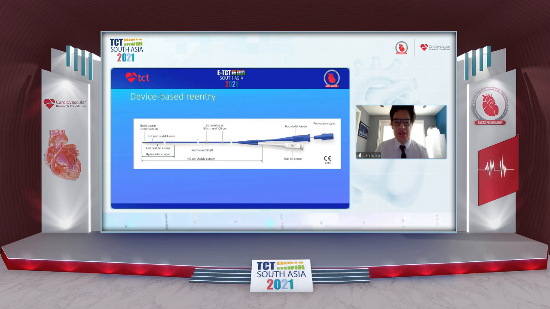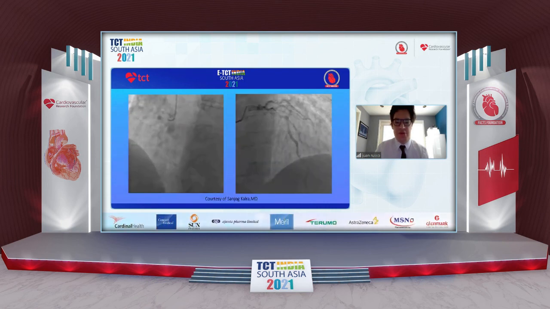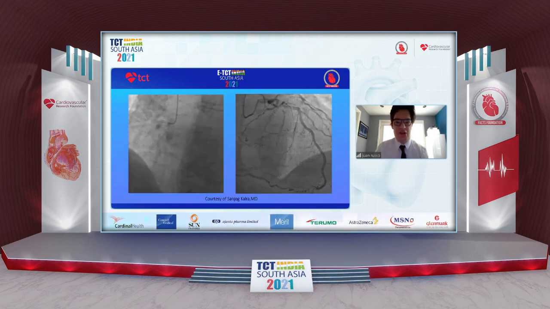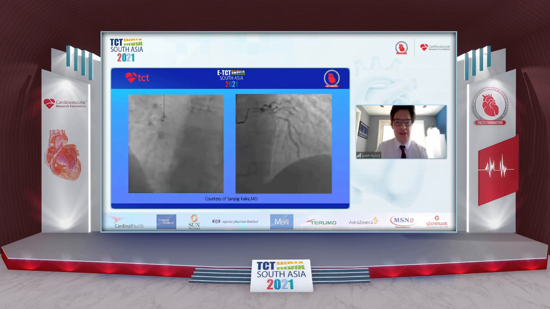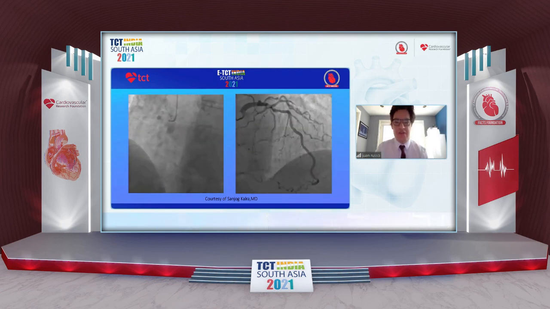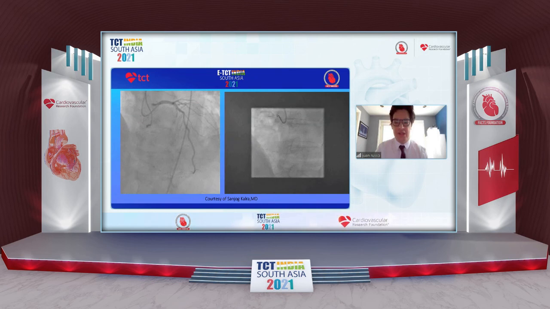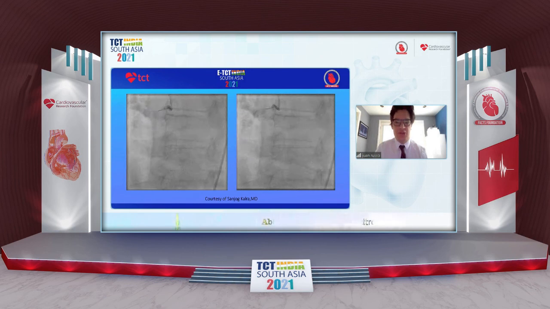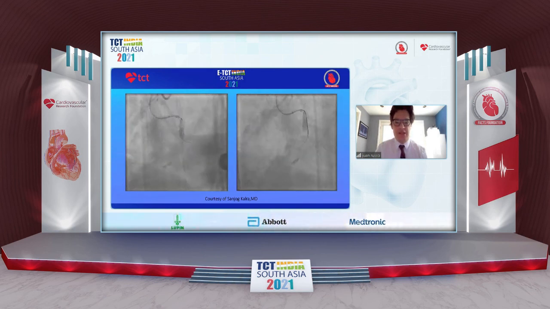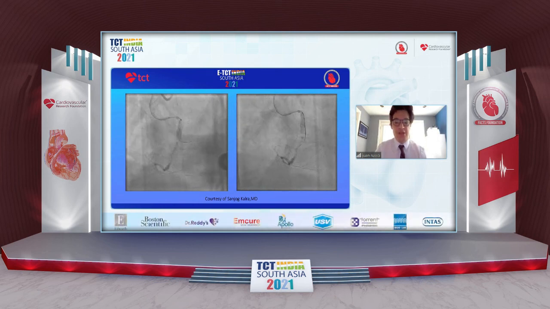So this is just an example that was lent to me by Sanjay Kalra. This is a CTO PCI of the RCA. A lot of calcification, difficulty entering the proximal cap. Sanjay used a Carlino technique to soften the proximal cap and essentially get into the subintimal space. But unfortunately, he got true lumen but didn't cross the distal cap yet.